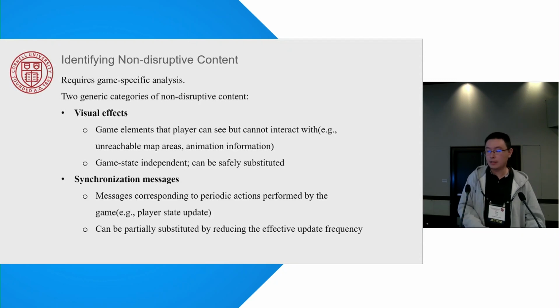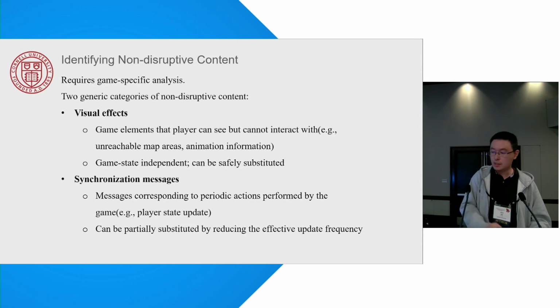The second category is synchronization message, which is the message corresponding to a periodic action. The synchronization message can be partially substituted by reducing the effective update frequency.